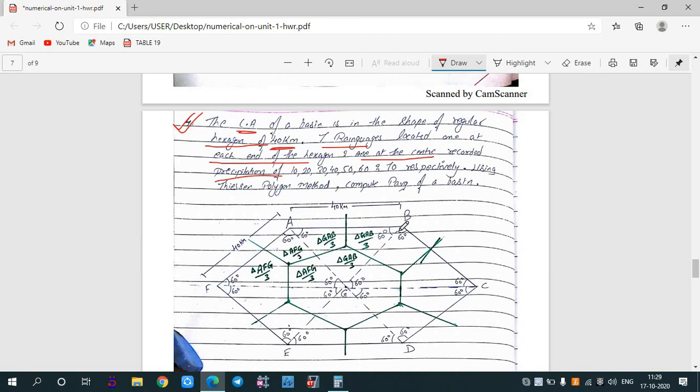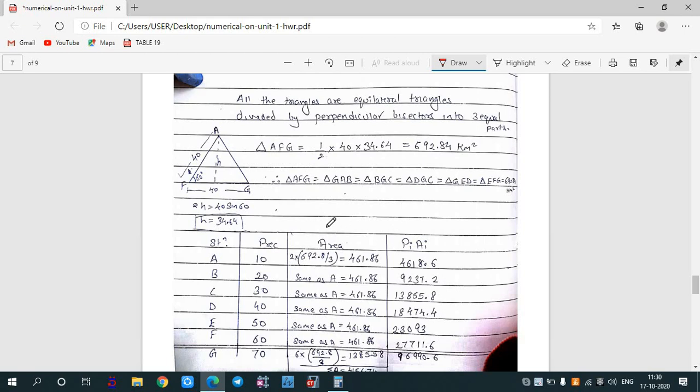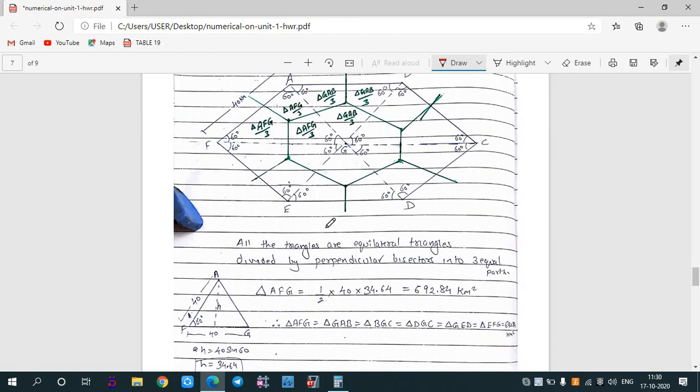So it is saying that a hexagon is there, and seven rain gauge stations are there. The stations are at the corners or ends of the hexagon, and one is at the center, and they have recorded the values of 10, 20, 30, 40, 50, 60, and 70 as precipitation respectively. Using the Thiessen polygon method, compute the P average. So we need to calculate the P average of the basin. Okay, so in the Thiessen polygon method, what do we require?